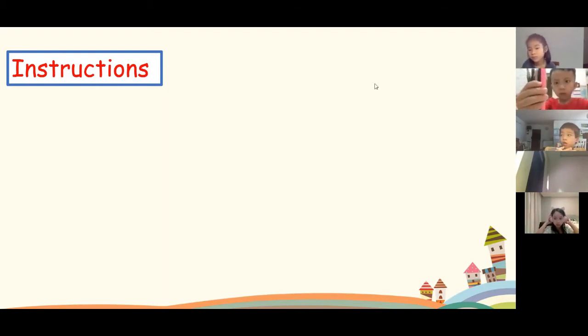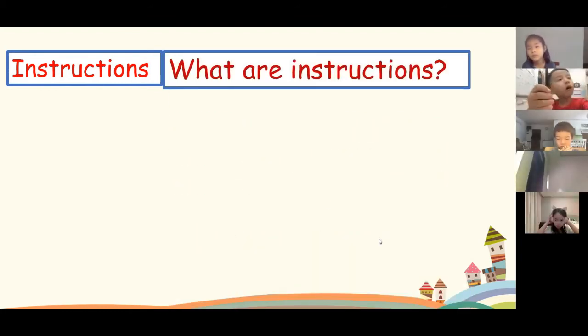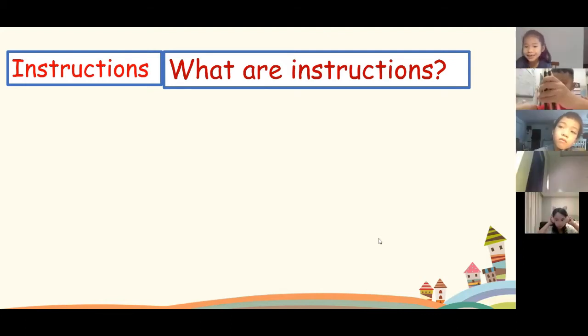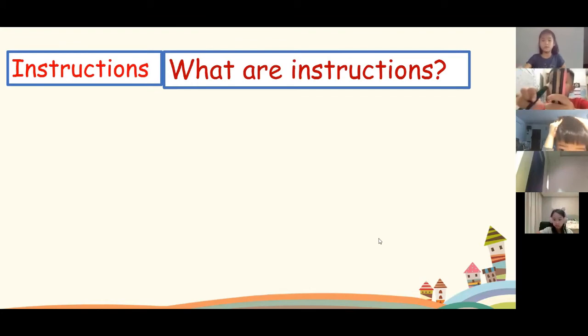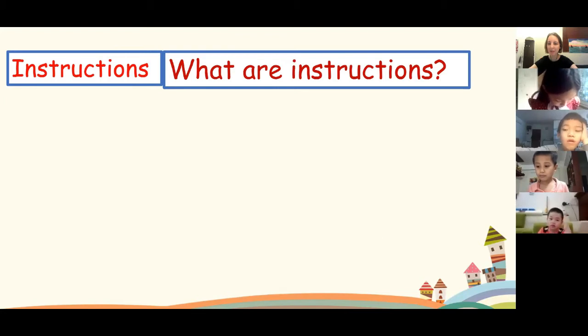No. No? Okay, who can help me? What are instructions? That's what our lesson was about yesterday. Maybe Ming Hoi remembers? Ming Hoi, what are instructions? Do you remember? No, not sure? That's okay. Who has their hand up? Dokchi, I think you had your hand up.